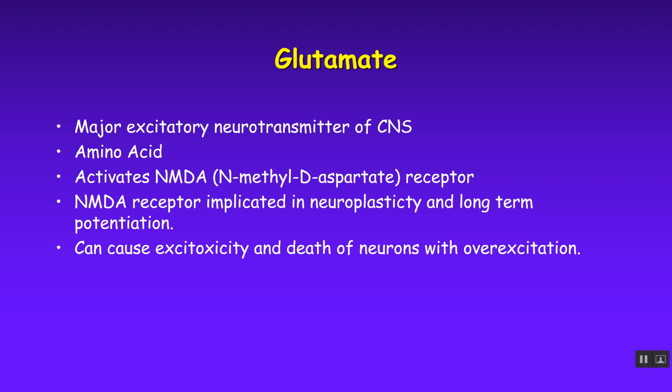So glutamate is the major excitatory neurotransmitter in the CNS. So GABA is the major inhibitory in the CNS. Glutamate is the major excitatory neurotransmitter. Fast acting, opens ligand-gated sodium channels. The specific receptor that this protein channel is called is the NMDA receptor, the N-methyl D-aspartate receptor.